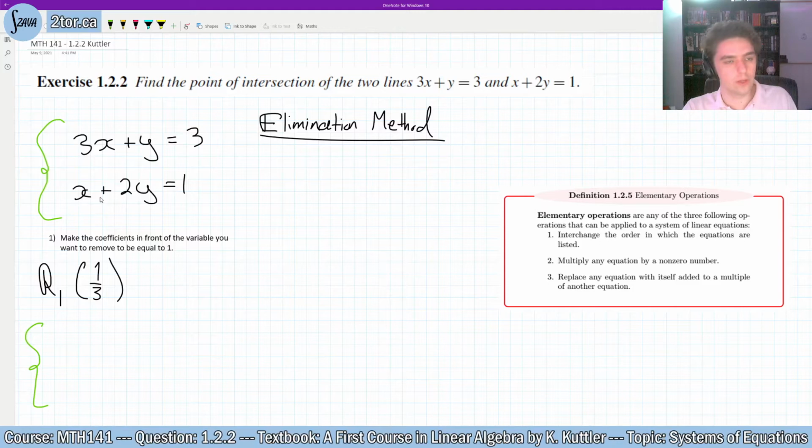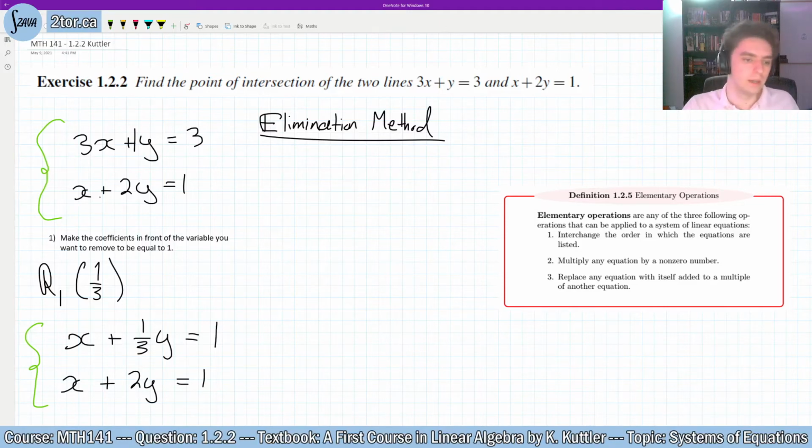So 1/3 times row 1 is going to be, well, 1/3 times 3 is 1. So x plus 1/3 times 1 is a third equals 3 times a third is 1. So there we go. We changed this equation by just multiplying both sides by a third. Row 2 doesn't change: x plus 2y equals 1.